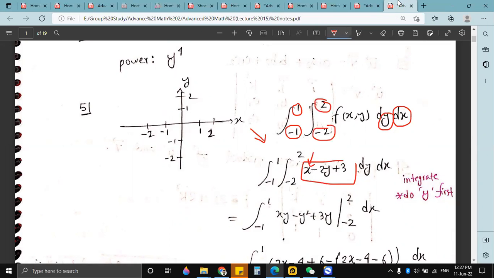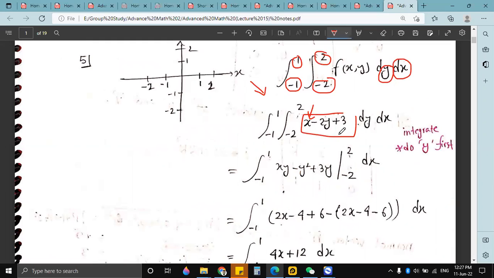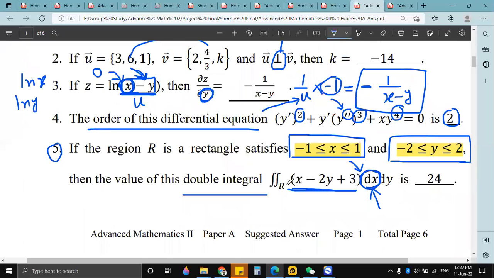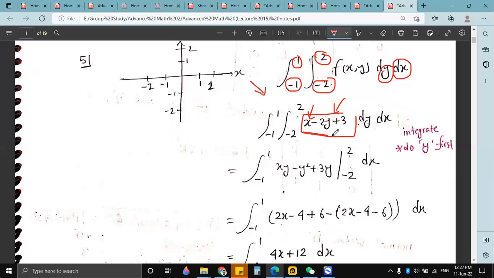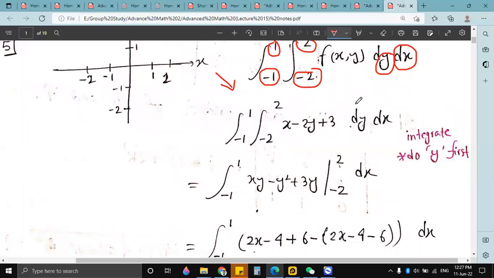So now we have to solve this definite integral. As you see here, this is our function, which is already given here: x minus 2y plus 3. I have written here x minus 2y plus 3. And as y is inside, we have to integrate y first. So we have to partially integrate with respect to y.